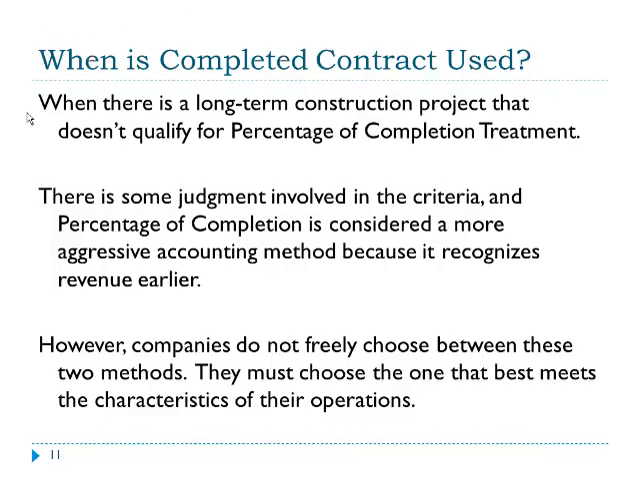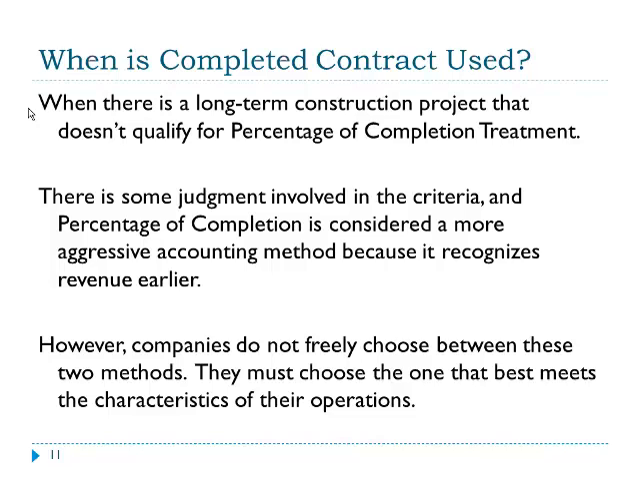When there's a long-term construction project that doesn't qualify for percentage of completion treatment, that's when completed contract treatment needs to be used. There is some judgment involved in the criteria, and percentage of completion is considered a more aggressive accounting method because it recognizes revenue earlier.